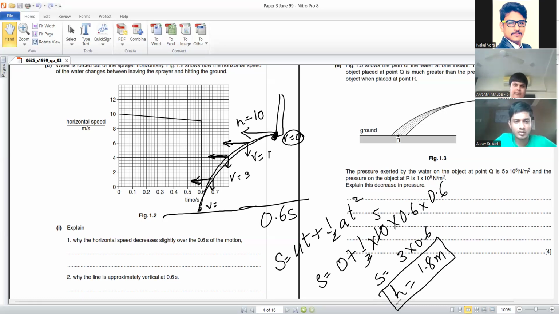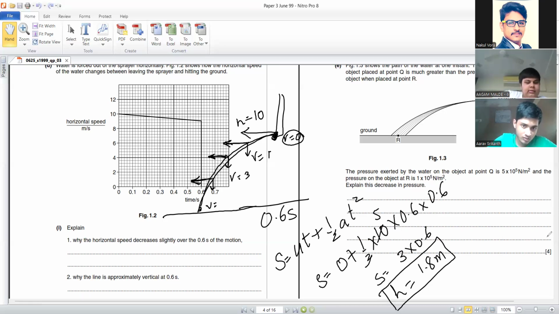But actually, I just got the speed and multiplied it by 0.6 seconds. No, that's wrong. Why? The speed is accelerated. In the vertical direction it is an accelerated situation, right? So speed equal to distance upon time will not work here. Speed equal to distance upon time will work only when it is moving with constant speed. In an accelerated situation, you cannot do that.